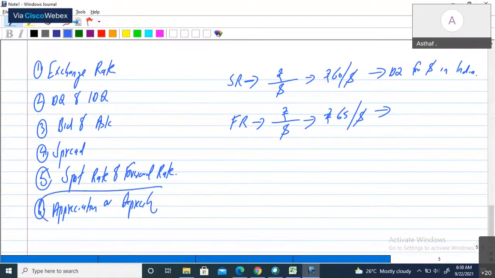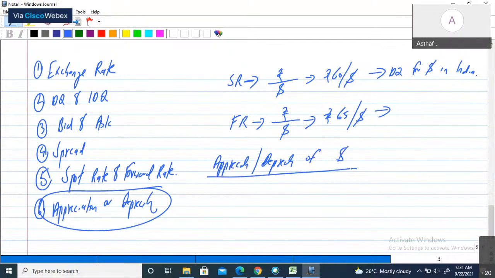So we are discussing appreciation or depreciation of the currency. Sir, how to find out appreciation or depreciation of the currency? First we can do appreciation or depreciation of the dollar. For both currencies, you express it per unit, what is the fluctuation per unit.